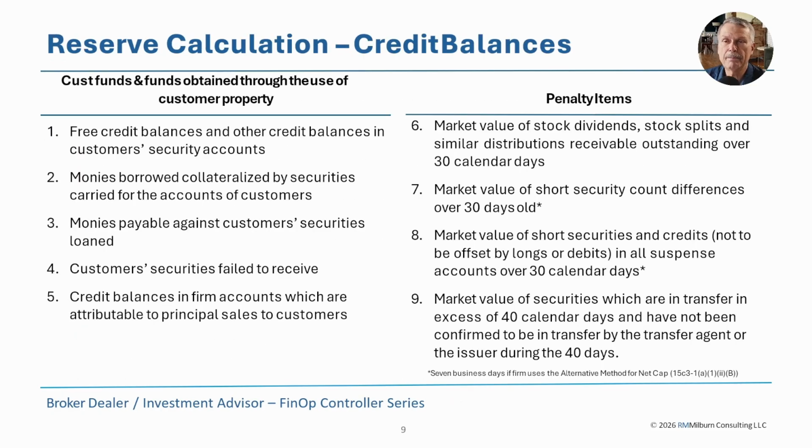Here are the credit balance line items. Items on the left of this slide are either cash that the customer deposited with the firm, money received using customer securities as loan collateral from banks or other broker-dealers, or situations where the firm has not received the customer securities by settlement date. Items on the right are penalty items and are included when the firm has not resolved back-office issues in a timely manner. Notice that the penalty items are for all customers, non-customers, proprietary accounts, whatever. It's not simply for customers only.